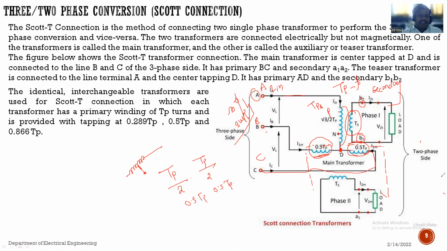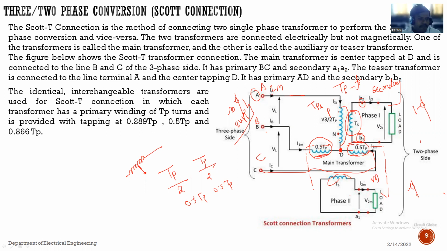On the secondary side, the teaser transformer has a secondary winding. Similarly, the main transformer has a secondary winding. These are single phase transformers. One phase load can be connected here, and one phase load can be connected here. That means two phases. So the conversion is three phase to two phase. Three phase पासून two phase कडे काय आहे? Conversion आहे. So this conversion is nothing but three phase to two phase.